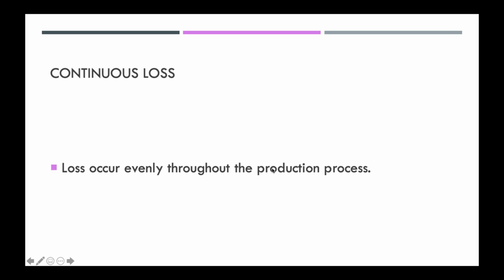And then there are two kinds of detection of lost units. We have continuous loss, and then yung isa is discrete loss. Yung continuous loss, ang assumption is the lost units occurred evenly throughout the production process. Hindi mo ma-identify kung saang point siya ng production process natin lalabas yung lost units. Evenly throughout the production process, the lost units are spread.